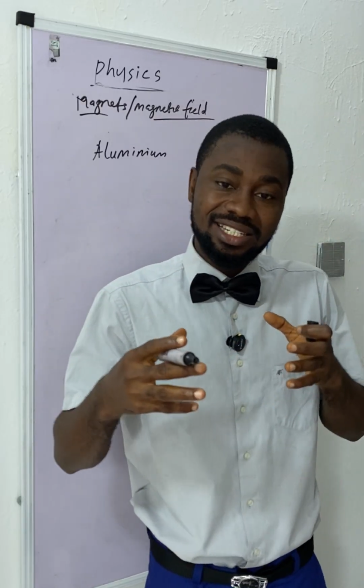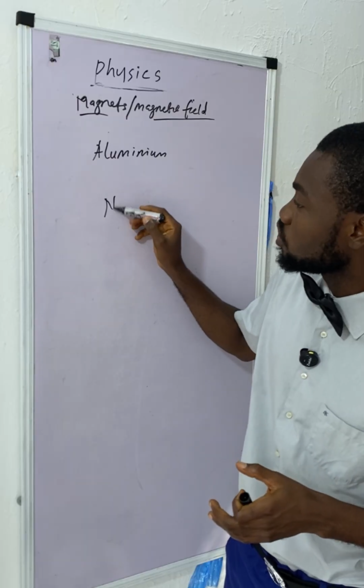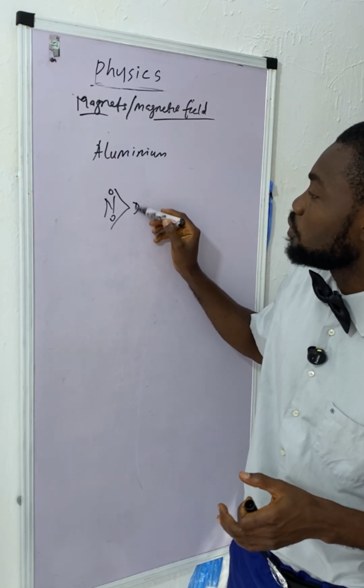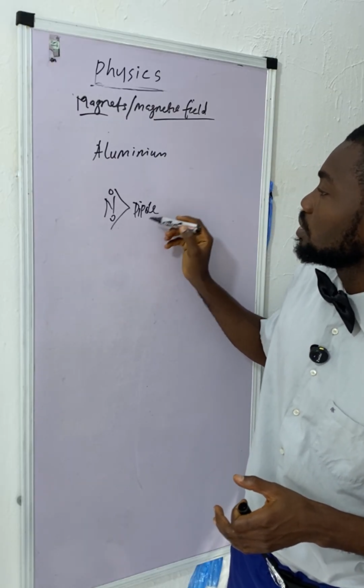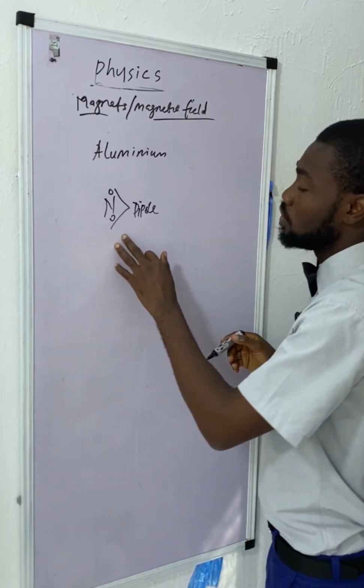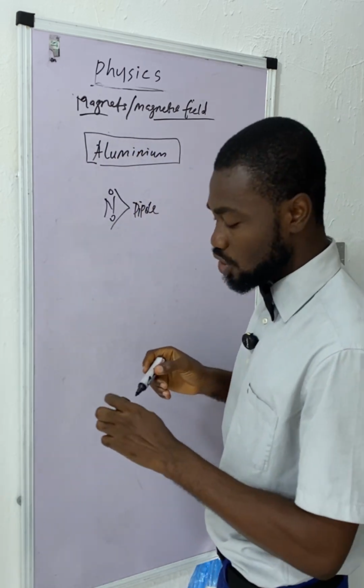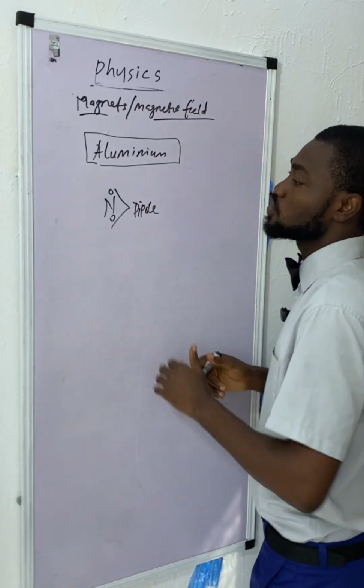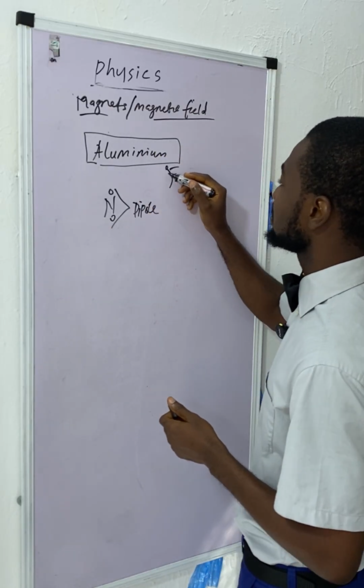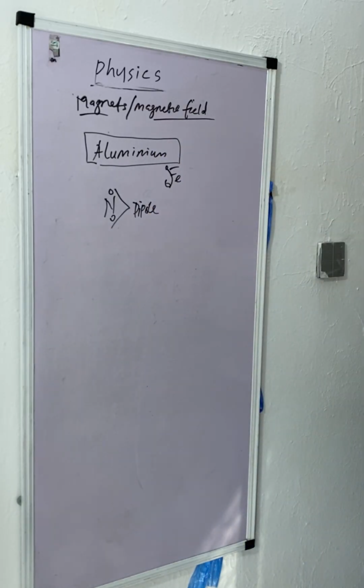Because it's the dipole that is in charge, the dipole in each pole. For example, we have north pole. You have dipole here. The two pole, dipole. All right. So, because aluminium as a metal has no free dipole on its own, it cannot be magnetized. But iron has dipole. That's why iron is easily magnetized.